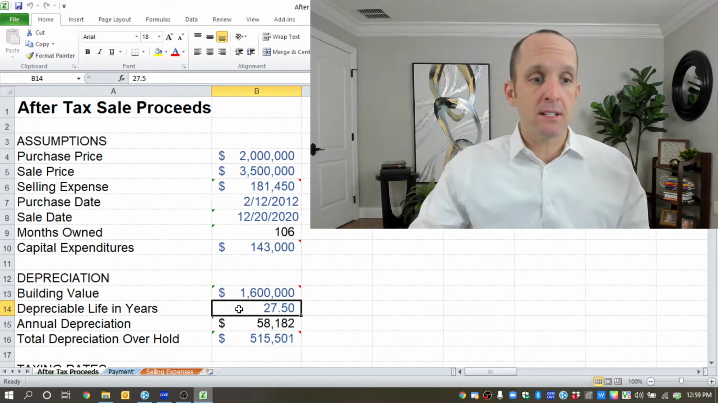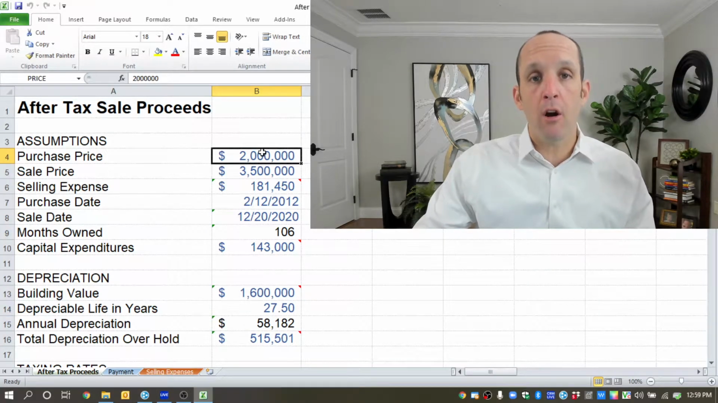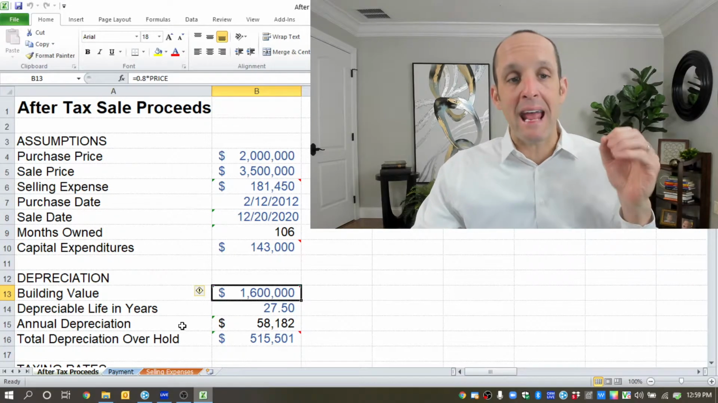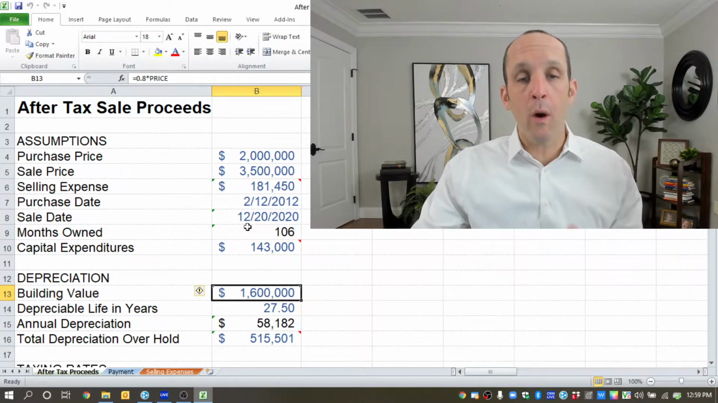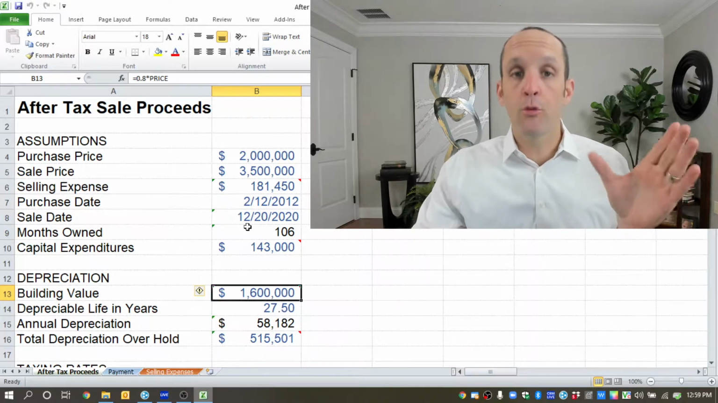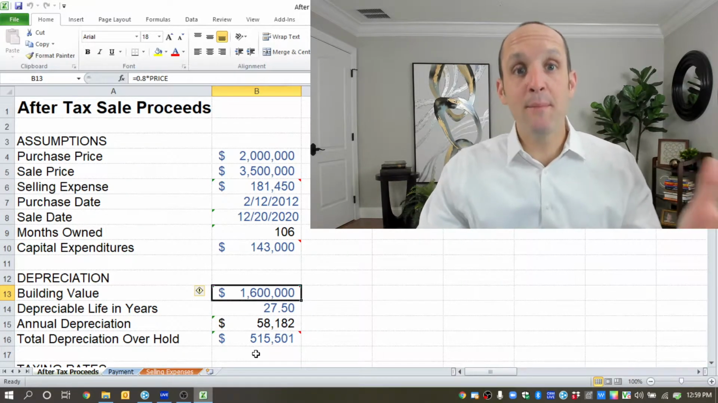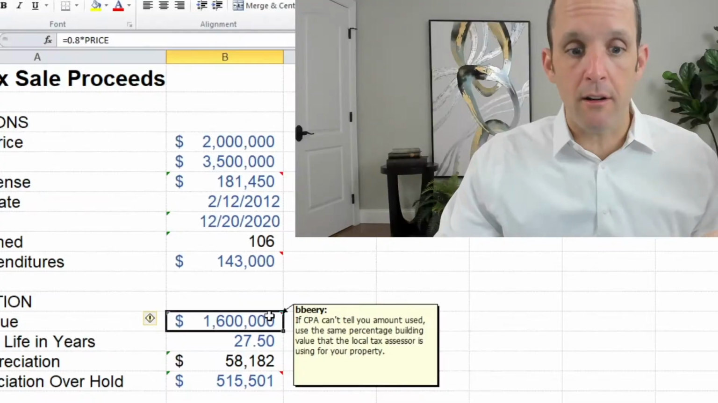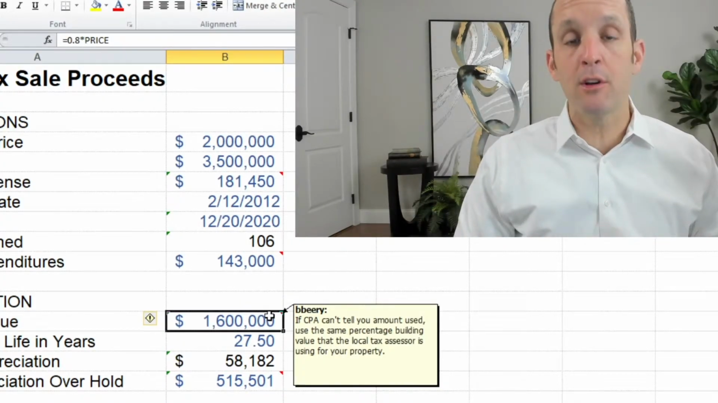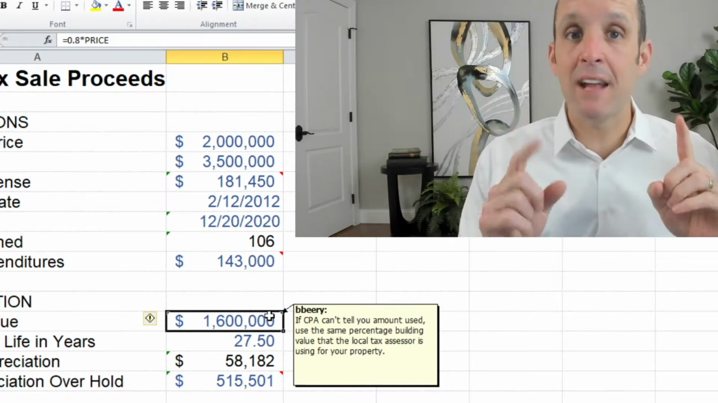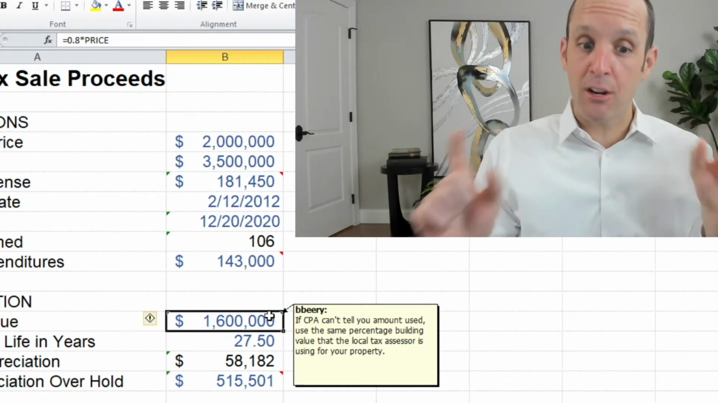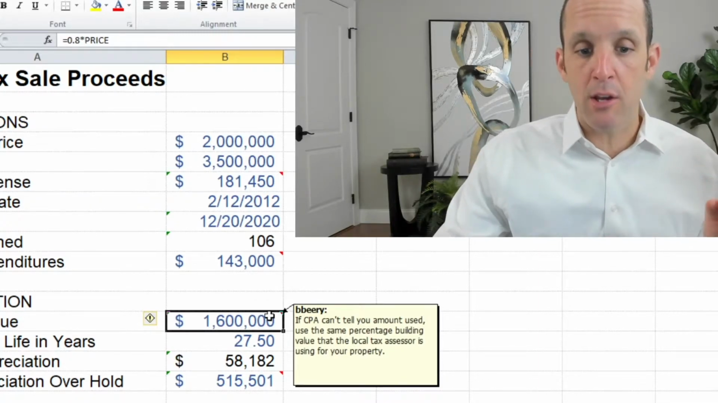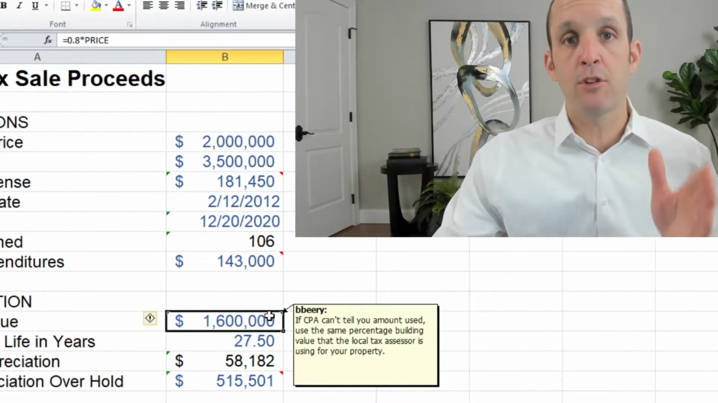So for instance, even though we had a $2 million purchase price, I'm assuming in this scenario that only about 80% of that equation was buildings. The rest was land. So 80% of $2 million is $1.6 million. Now I have another note here. It says if your CPA can't tell you the amount used, because again, your CPA is tracking this actual number, then you use the same percentage building value that the local assessor has for using for your property.